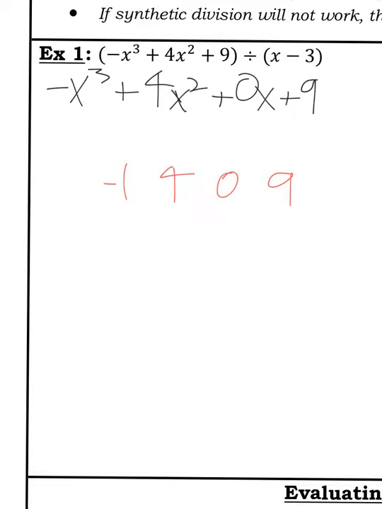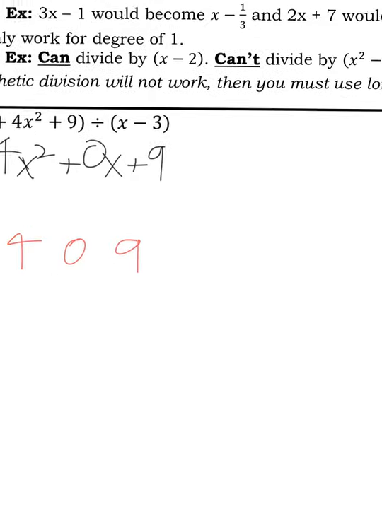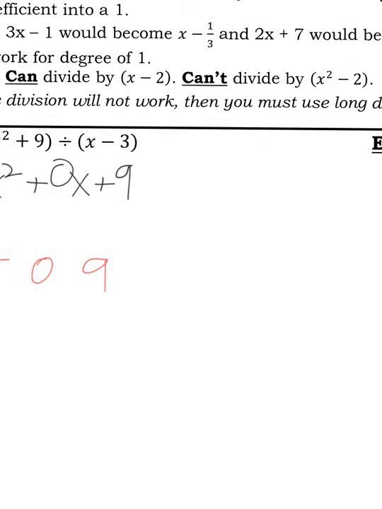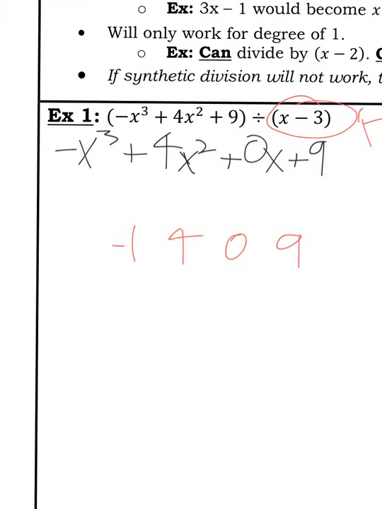And so you're dividing by x minus 3, right? And so what is k going to equal when you have x minus 3? Just flip the sign. K is going to equal 3. So I've written down my coefficients, and then I'm going to draw this L looking thing. I'm just going to put a 3 right there. So let me walk you through this.